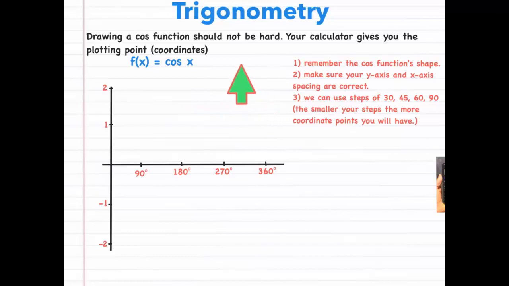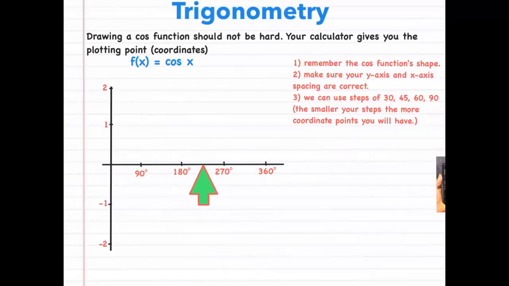Okay, the positive function is the porridge bowl, and the negative function is the upside down bowl or the medieval helmet. Now, make sure your y-axis and x-axis spacing are correct. Okay, and look, these spaces are correct. And then we can use steps of 30 degrees, 45 degrees, 60 degrees, 90 degrees. Now, why are these steps so important?